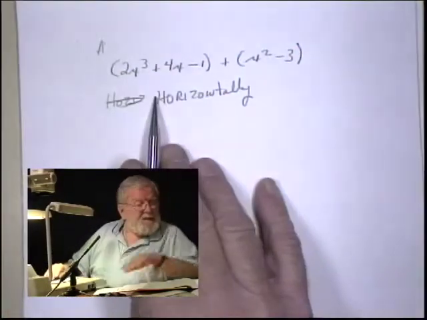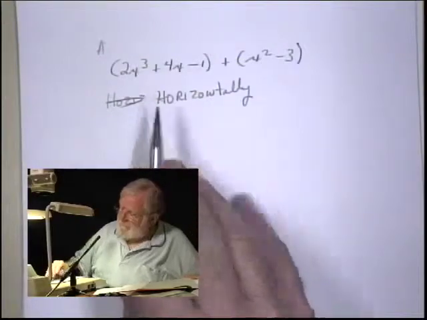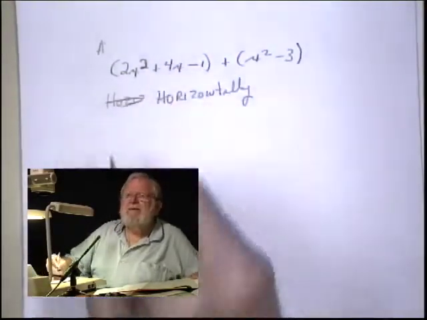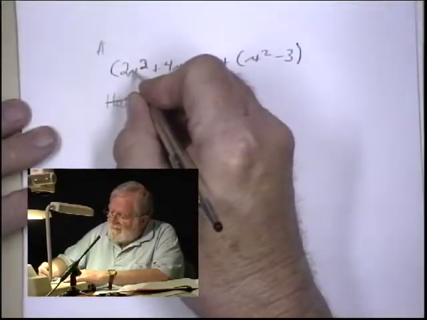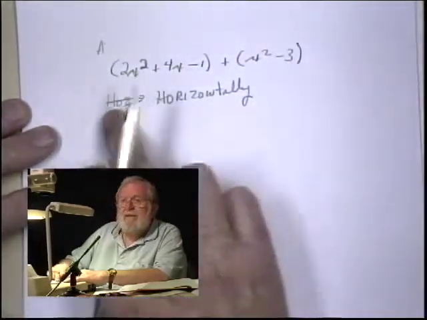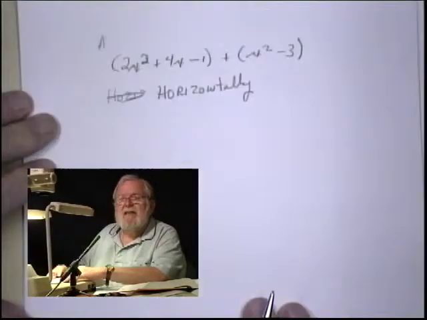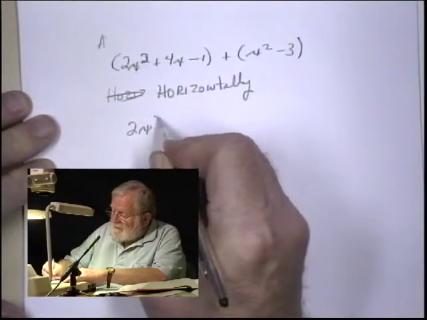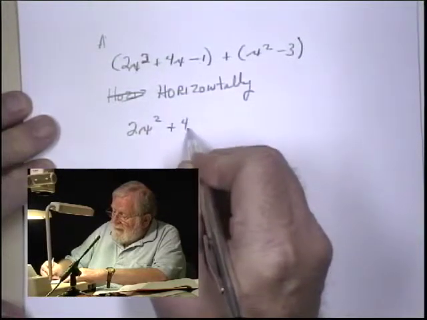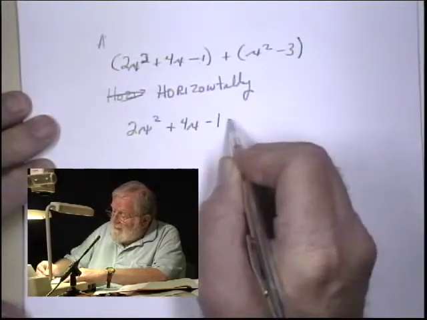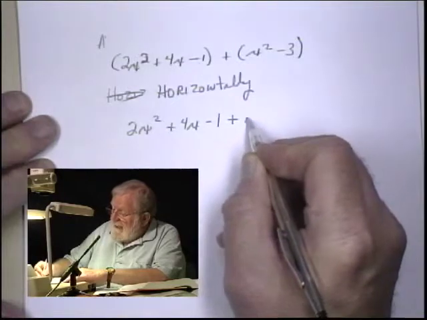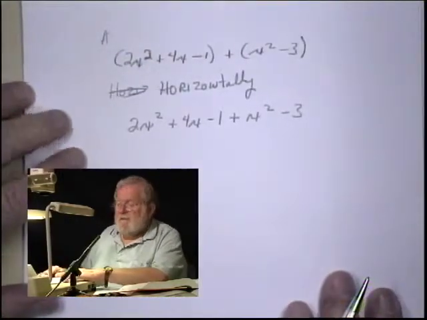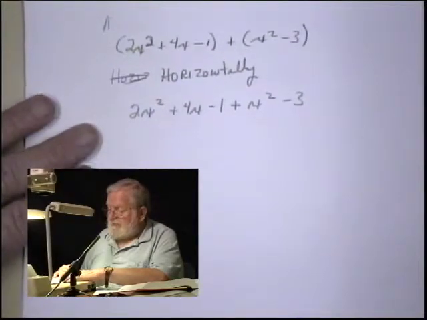So in this polynomial, I made a mistake here. This should be 2x squared. We'll remove the parentheses. I'll do this in steps. We'll remove the parentheses, so we'll do 2x squared plus 4x minus 1 plus x squared minus 3. So that's what we did first. We just removed the parentheses.